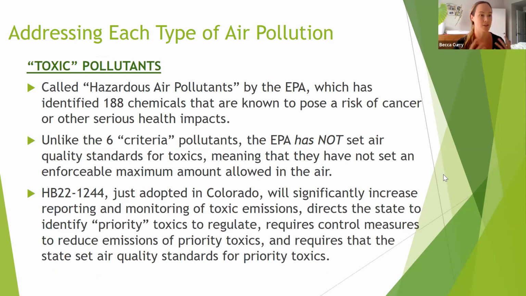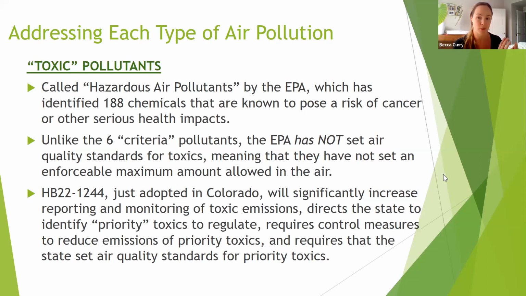So these often accompany ozone precursor emissions, and you might see them called hazardous air pollutants by the EPA, but essentially we're talking about this set of 188 chemicals that are known to pose a risk of cancer or cause other serious health impacts. Unlike the 6 criteria pollutants that includes ozone, the EPA has not set an ambient air quality standard for toxics.